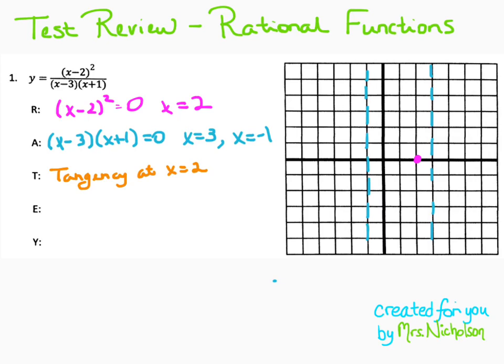But neither of the factors in the denominator are squared. So that means we have no togetherness. And it's important to write that down and remember because it's going to help us sketch our graph later.